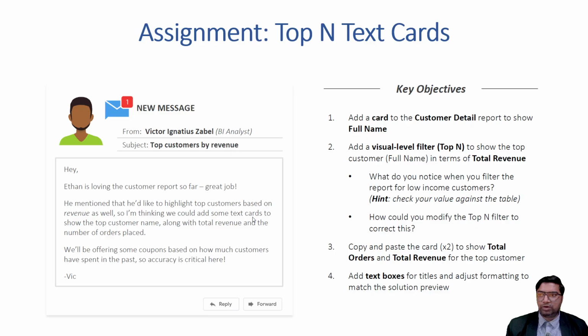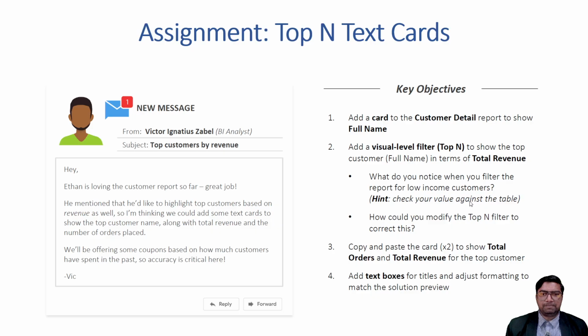And then he wants to add some cards to show the top customer name along with the revenue and the orders placed. So basically, this is the task you got, and when you receive this message, there are some key objectives you need to perform on your reports. First, you need to add a card on the customer details to show the full name, right? Second, you need to apply the top N filter on the basis of the total revenue.